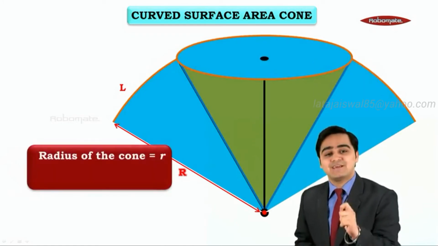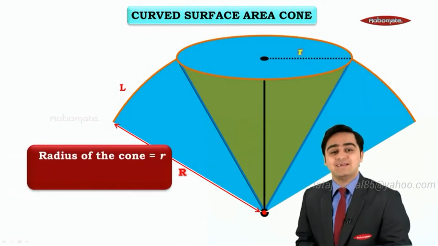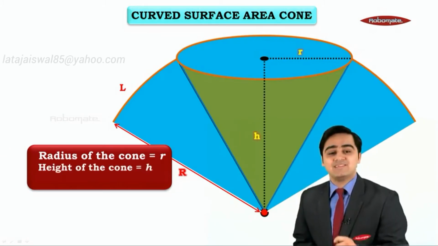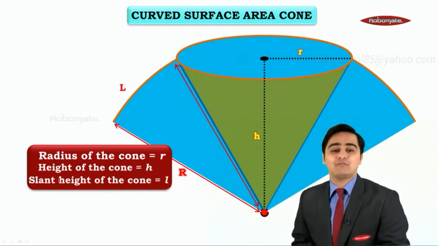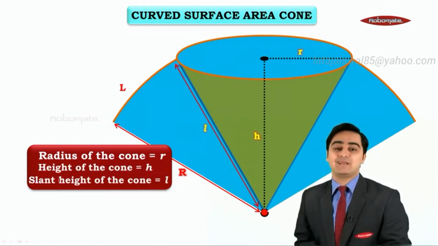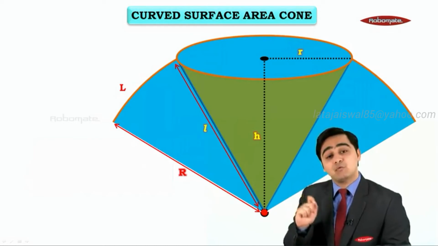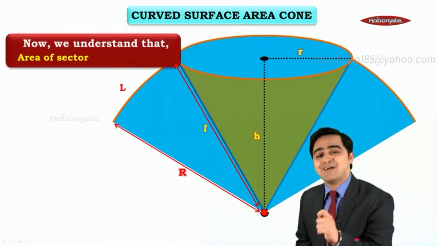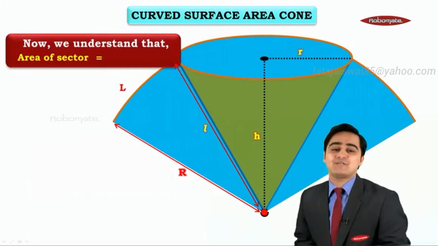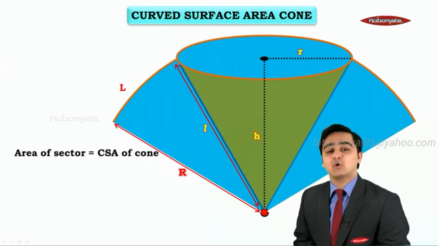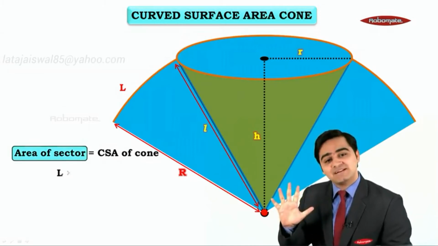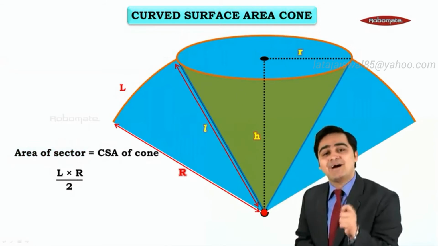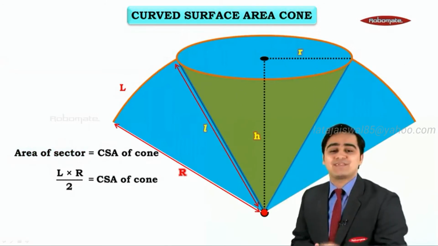Let us say that the radius of the cone is small r. We have the height of the cone, small h, and we have the slant height of the cone, small l. Now, the moment we fold the sector to form an open cone, we understand that the area of the sector is equal to the curved surface area of the cone. Now, we know that the area of the sector is equal to L into R upon 2. So we can say that L into R upon 2 is equal to the curved surface area of the cone.